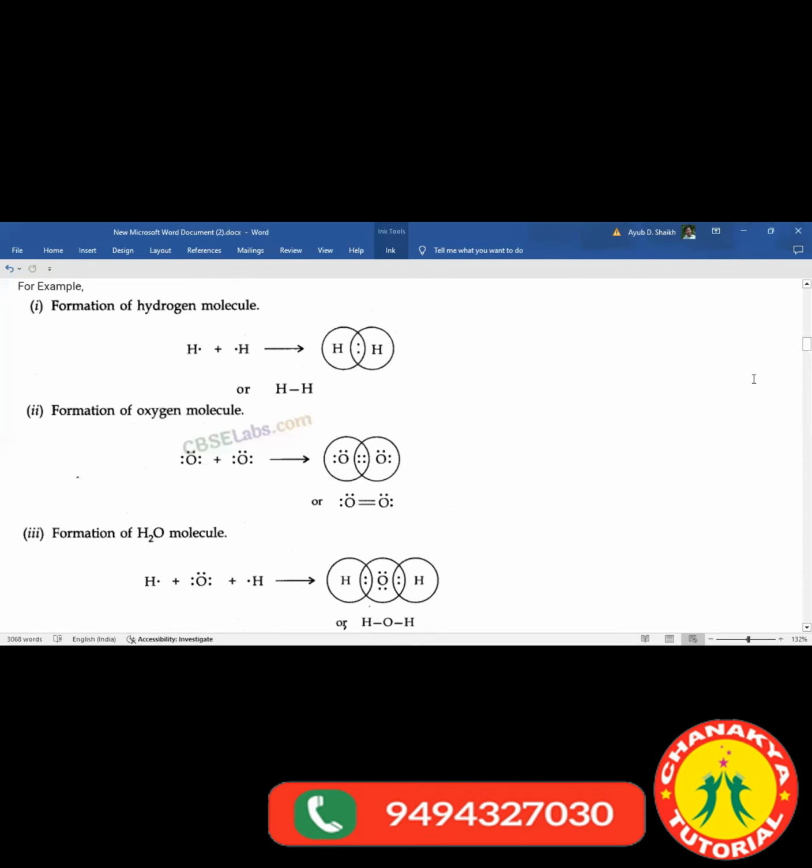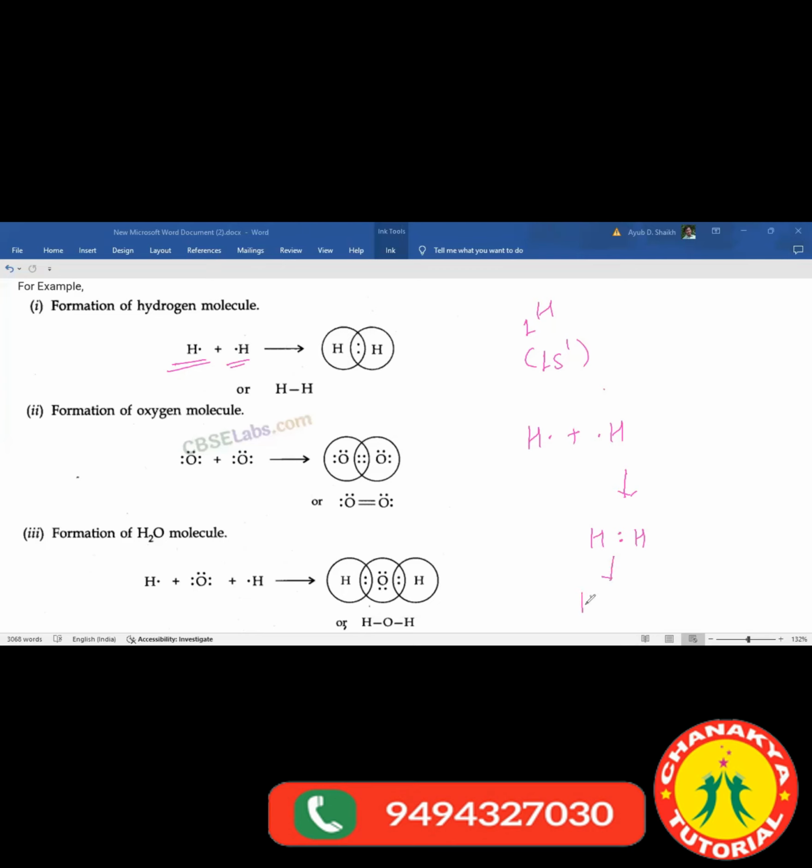See here, formation of hydrogen molecule has been given to you, right? As we know, hydrogen's atomic number is 1, electronic configuration is 1s1, correct? So hydrogen has only one electron in its outermost shell. And the electron is shared by each atom to form the hydrogen molecule. One electron from one atom, another electron from another atom. They share a pair of electrons to form an H2 molecule.